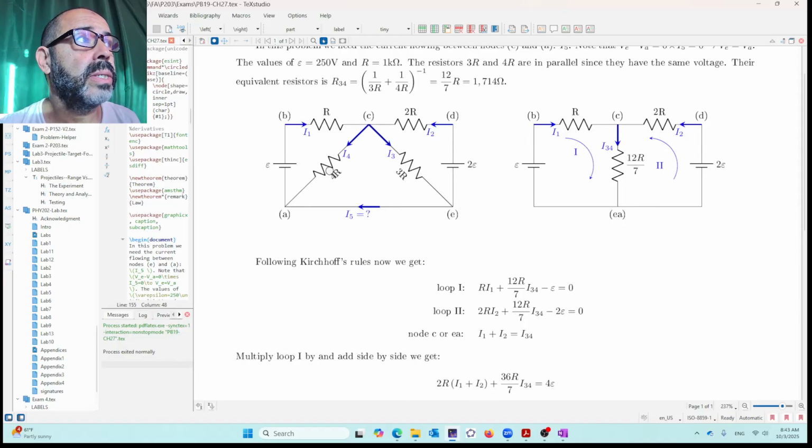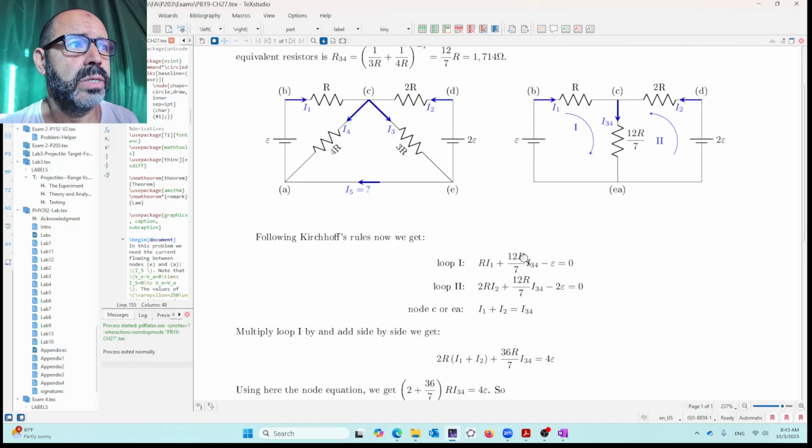Then in this case, instead of having 3 loops with 2 nodes and a bunch of equations, we only have two loops and 1 node because there is a redundancy in here. So the current I34 that comes in from this equivalent resistor will split into I2 and I1. And that's the same equation whether you say I2 plus I1 equals I34 or you say I34 equals I2 plus I1. It's the same kind of equation. So this is one equation. This is at nodes C or EA, whichever node you're considering. Then I have to consider loop 1.